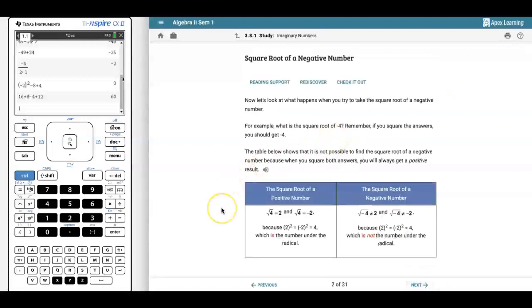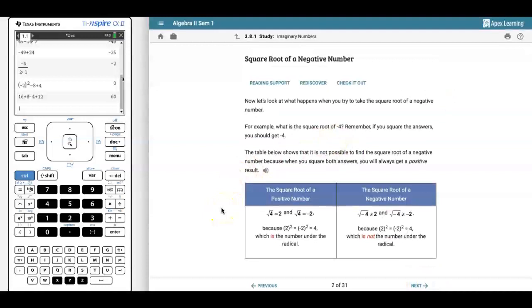But what happens if we try to take the square root of a negative number? We have an issue, because if I took 2 squared, it's still going to give me 4, or negative 2 squared, it's still going to give me 4. So there's no real number that I can square to get a negative value. So this is where we have to get a little bit creative, and this is where imaginary numbers come into place.